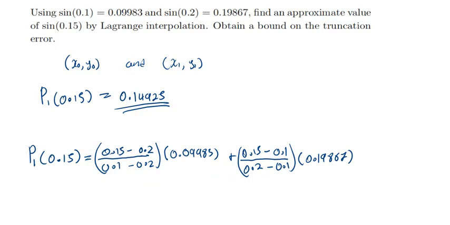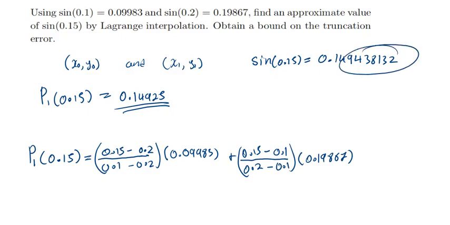Okay, so the actual value of sine of 0.15 is 0.149438132. That's what you get. So if you want, you can find the absolute error by taking the true value minus the approximation, and then you're going to get your answer. But what we are just looking for here is this one here. That's the approximation that we are looking for.